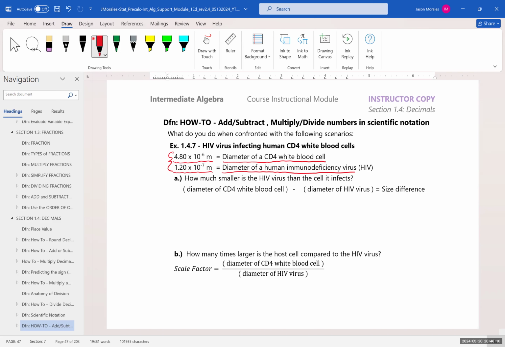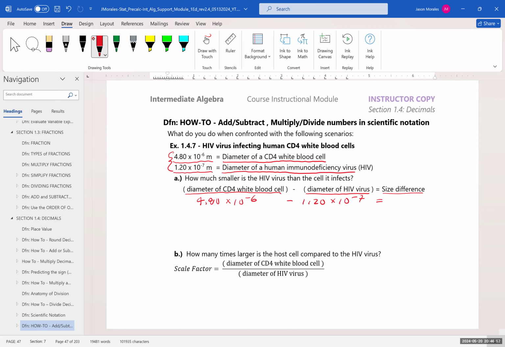So to figure this out, we need to take the diameter of the white blood cell and subtract from that the diameter of the virus, and then that'll give us our size difference between the two. So the diameter of the white blood cell was given up above. That's 4.80 times 10 to the minus 6. And then we're going to subtract the diameter of the HIV virus, which was 1.20 times 10 to the minus 7. And then that'll give us our size difference.